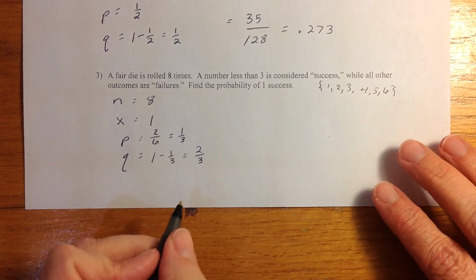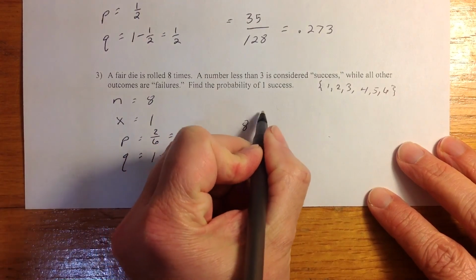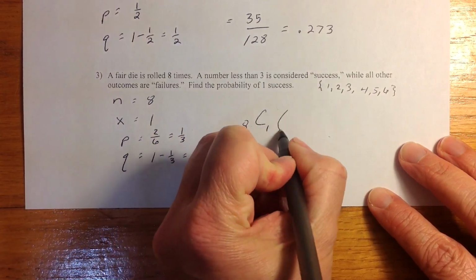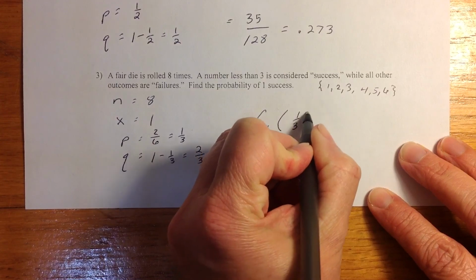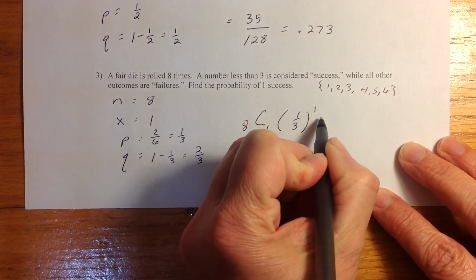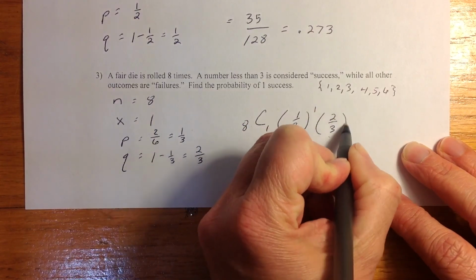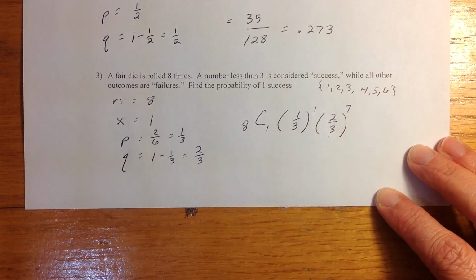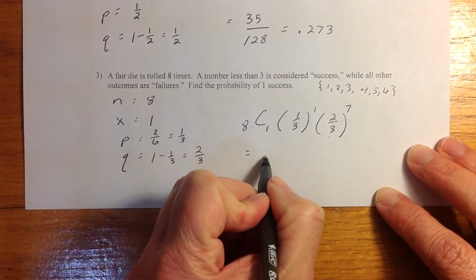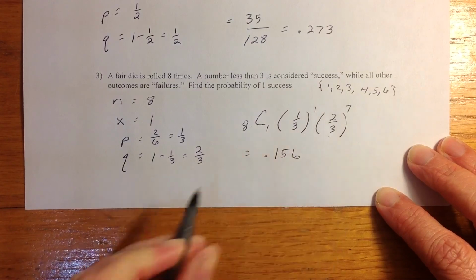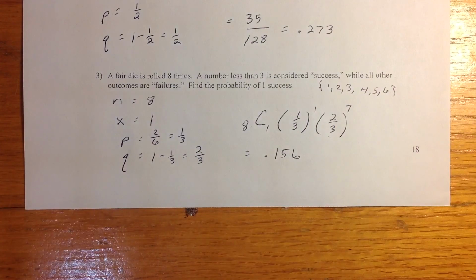So now in the formula, we're going to say 8C1. We're going to do 1/3 to the first power, and we're going to do 2/3 to the 7th power. With your calculator, you'll get 0.156.